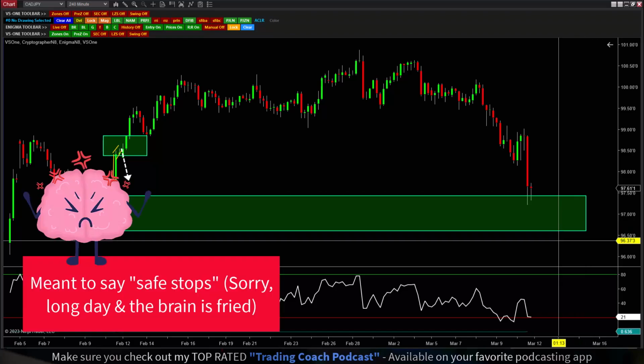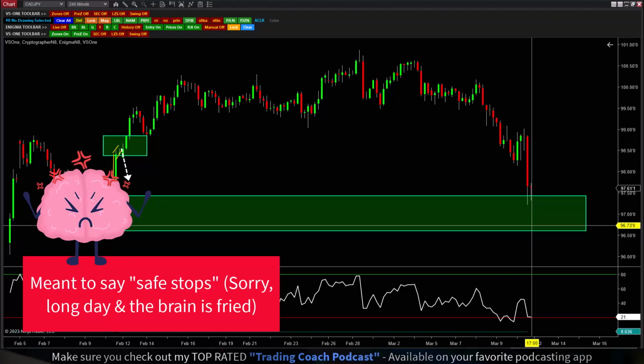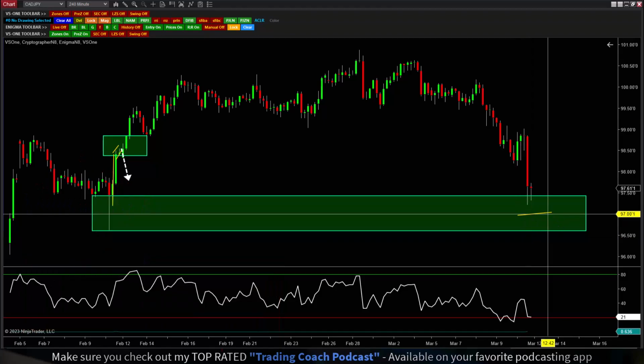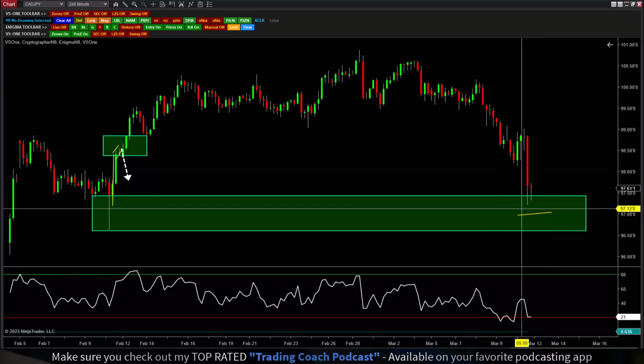You know how I feel about safe targets. For me, it's going to be hard to place a safe target within this zone, because technically anywhere in this zone could be tested and not really invalidate anything. So that's what I don't like about this setup.